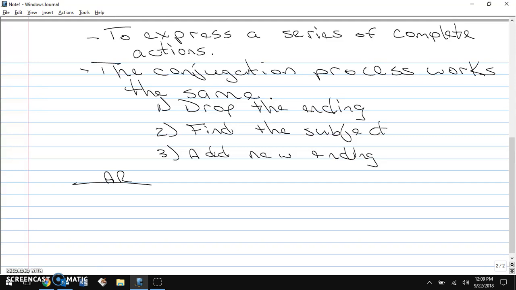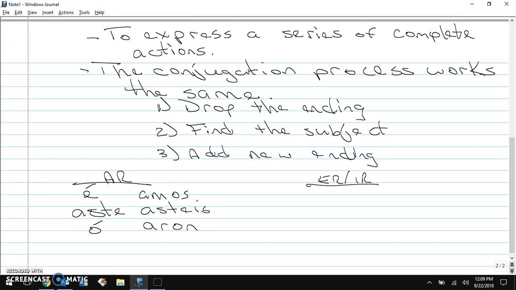AR endings for the preterite are é, aste, ó, amos, asteis, and aron. ER-IR preterites are í, iste, ió, imos, isteis, and ieron.